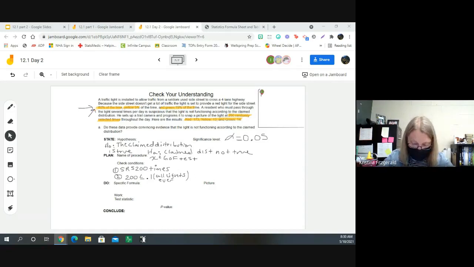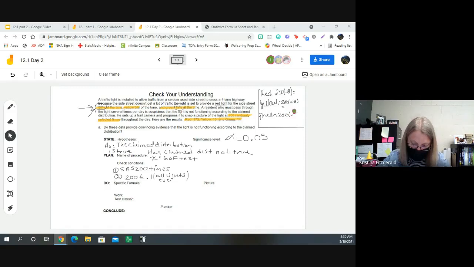We have red, yellow, and green. So we have 200 lights, and we expect 80% of the time the light to be red. So if I have 200 lights that I've taken, timed like snapshots, then I expect out of the 200, 80% to be red. Because that's what the claim is. For yellow, I expect 5%. For green, I expect 15%.